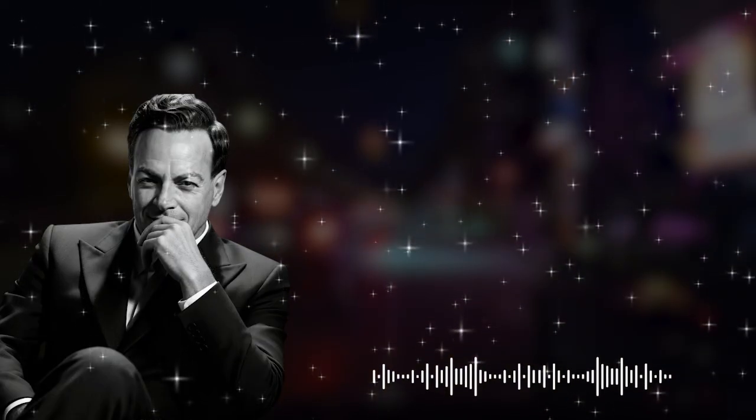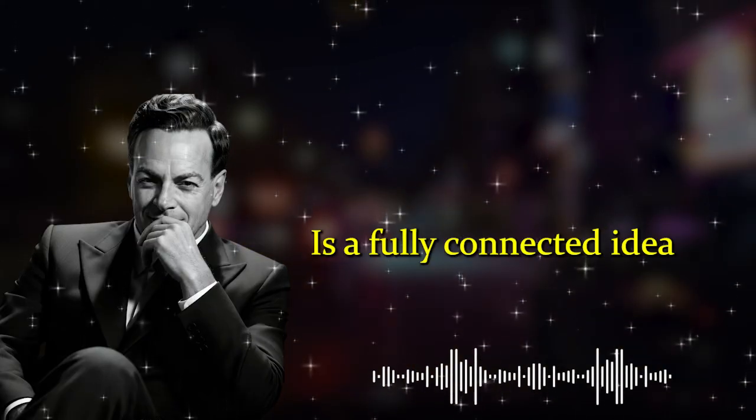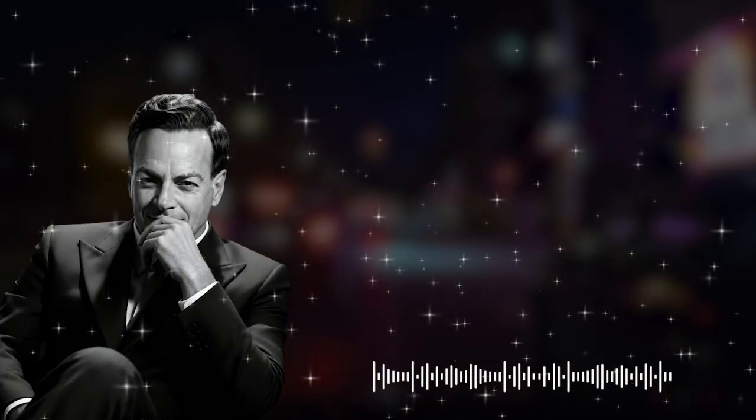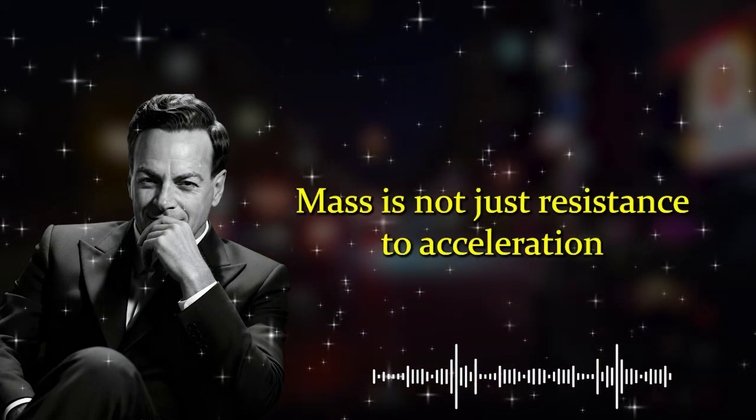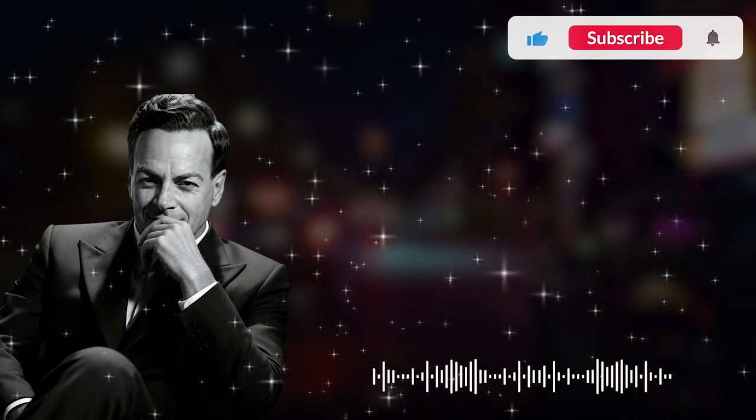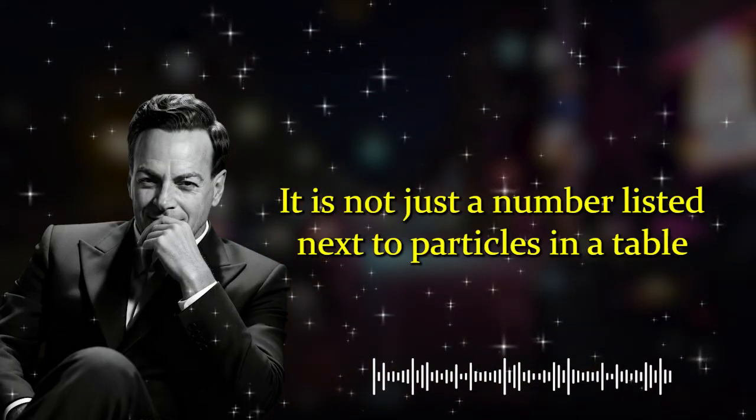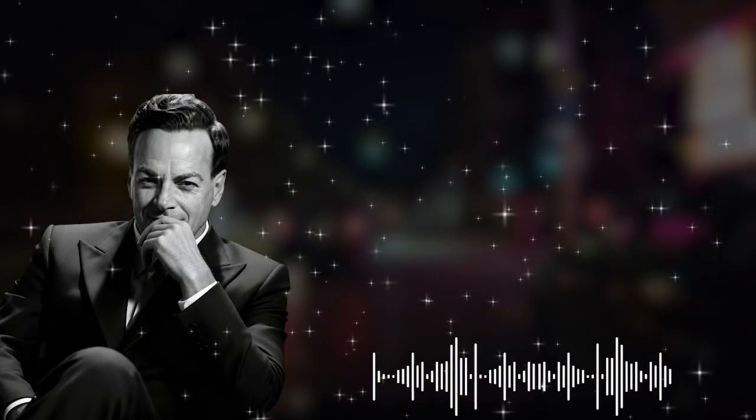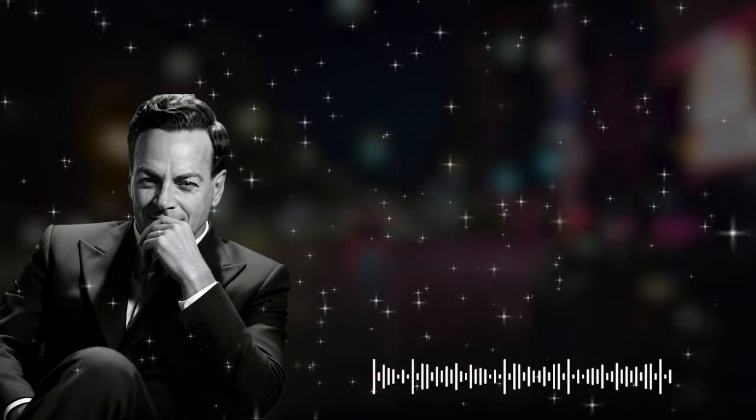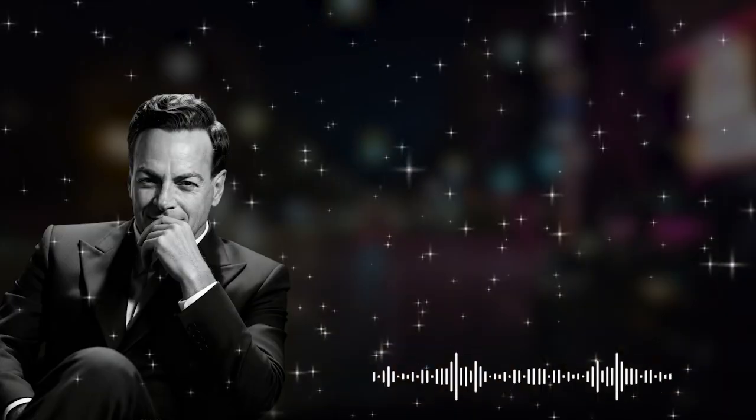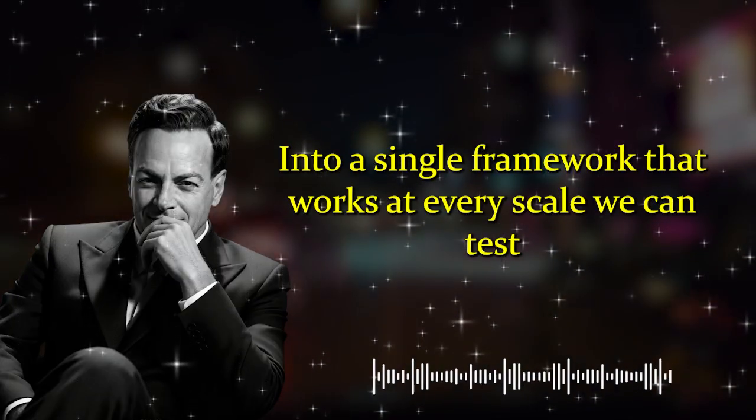And at this point, mass can finally be treated as a fully connected idea rather than a collection of separate facts. Mass is not just resistance to acceleration. It is not just what gravity acts on. It is not just a number listed next to particles in a table. Mass is the quantity that ties together motion, gravity, energy, and space-time into a single framework that works at every scale we can test.